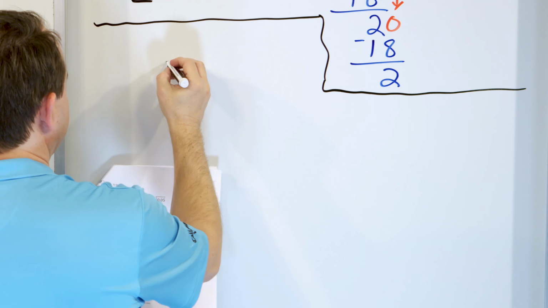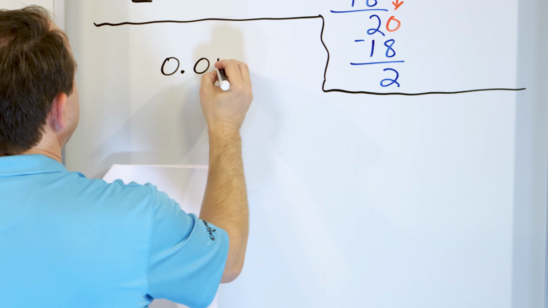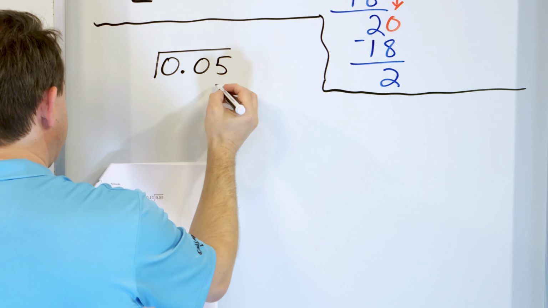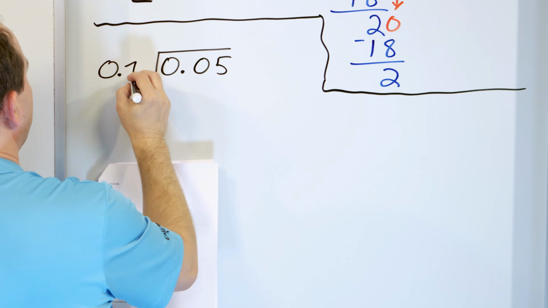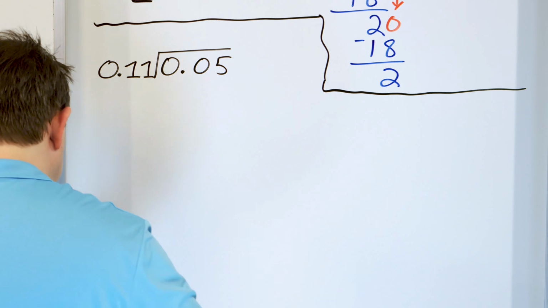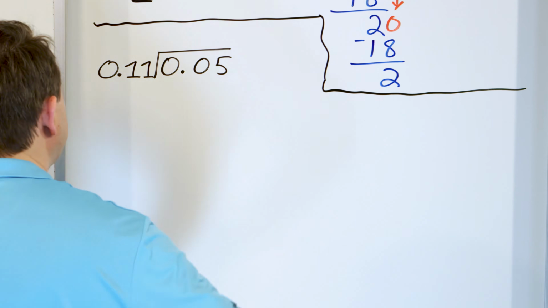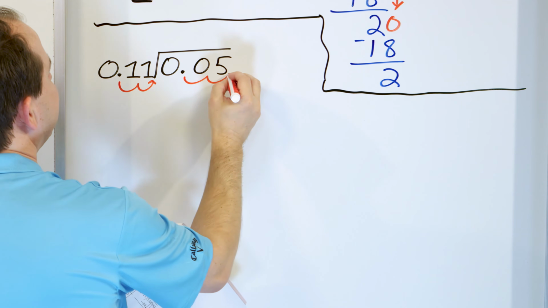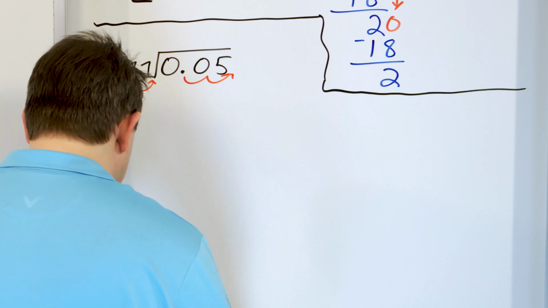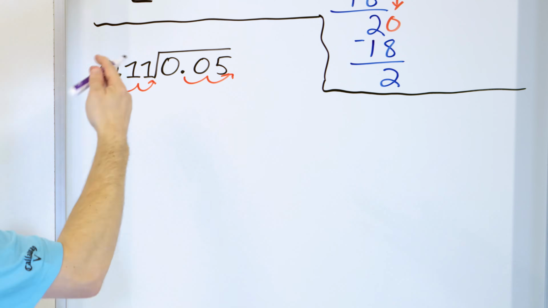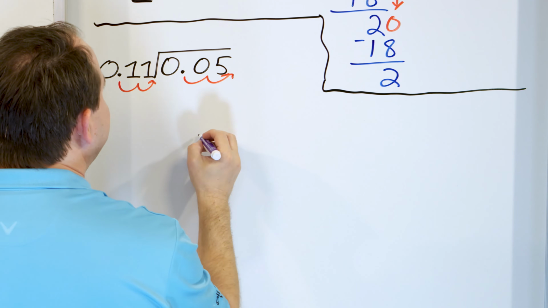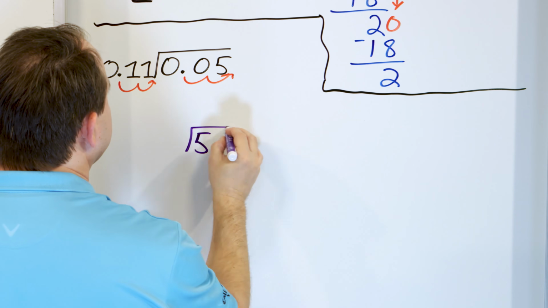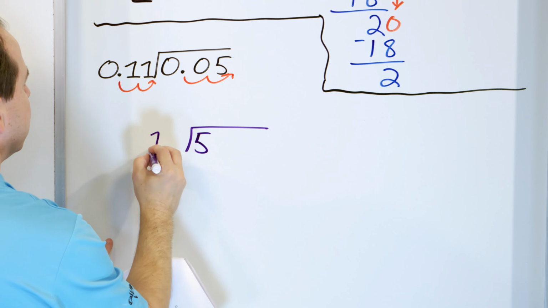Let's take a look at the problem. 0.05, and we'll divide that by 0.11. So the first thing is, I want to move the outside decimal 2 spots, so I also have to move the inside decimal 2 spots. So we will then solve the related problem, which will be a 5 under the division house, divided by 11.